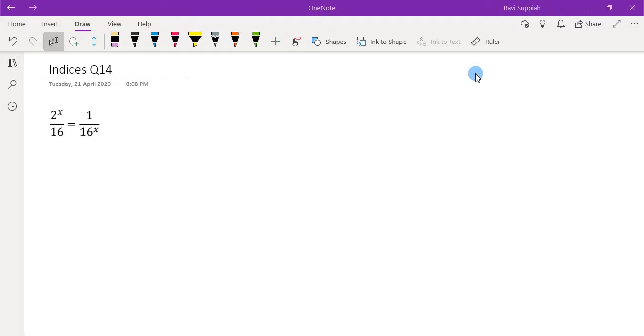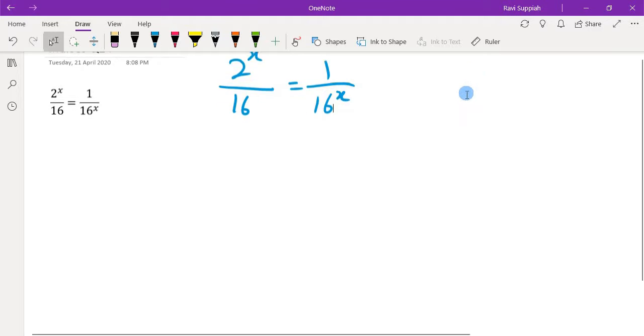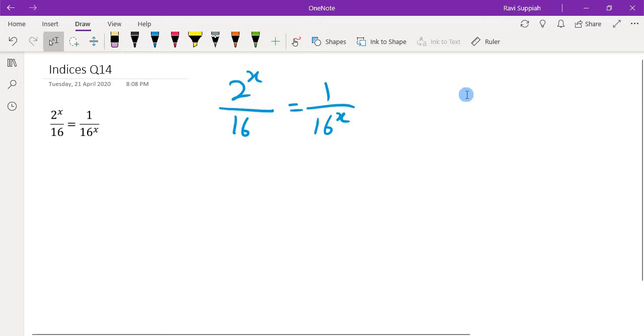Alright, in this question, we have this equation here. So let me rewrite it over here. 2^x over 16 is equal to 1 over 16^x. Okay, and we need to solve for the value of x. Alright, so what do we know?